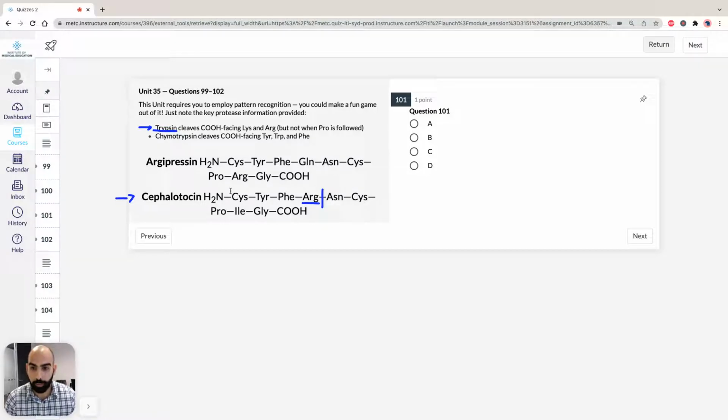we're going to be left with a 1, 2, 3, 4. So they call it there a tetrapeptide. And we're also going to be left with a 1, 2, 3, 4, 5, which is a pentapeptide. So we've got a 4 and a 5. So we've got a tetrapeptide and a pentapeptide. So the only answer there that satisfies this is D.